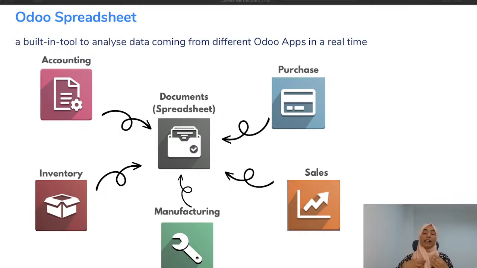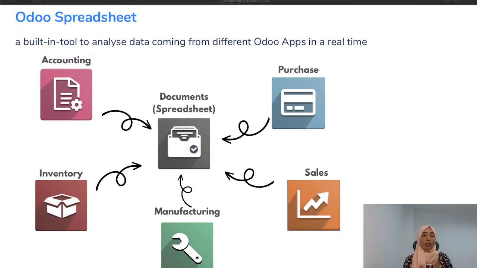The common process for Odoo users is that they export data from Odoo into Excel sheets and treat it with formulas, and each time there's an update in the Odoo app, they are obliged to re-export the Excel and treat it again. So that's a headache and a total waste of time.